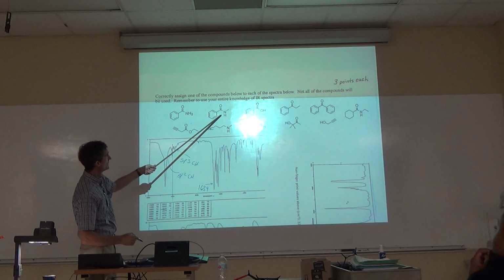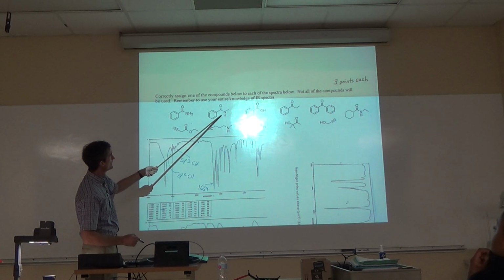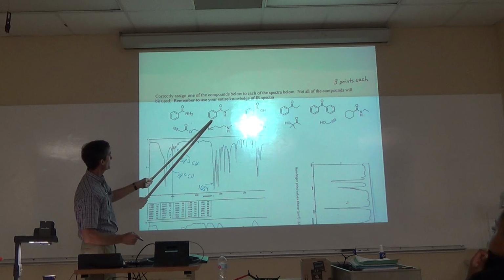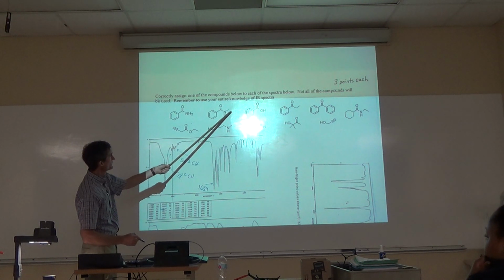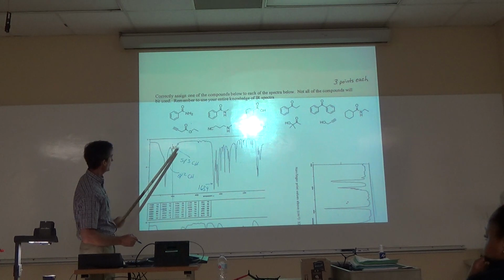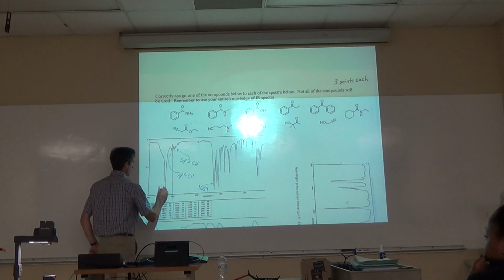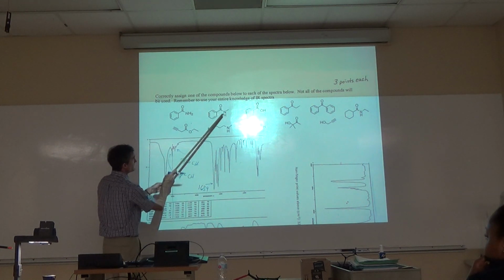What's wrong with that? It's got sp2CH on the benzene ring. It's got sp3CH on the methyl. Got an NH. That could be NH. Low carbonyl for the amide.